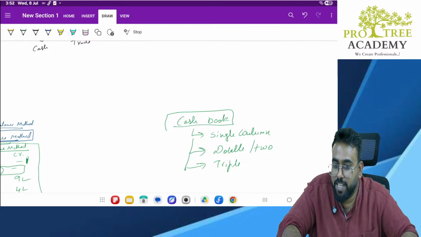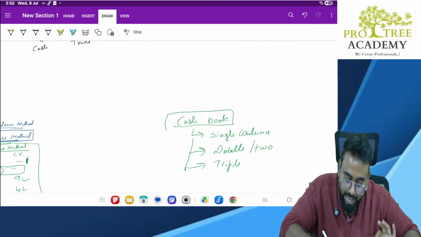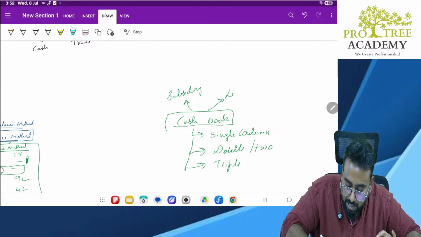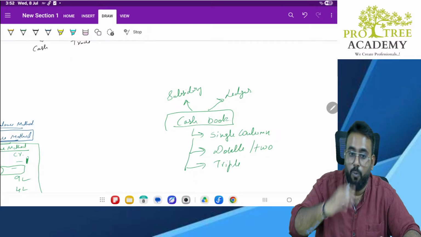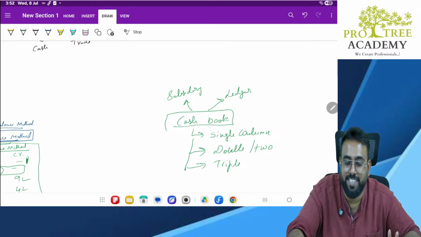Now what is a subsidiary book? I have not explained, I will explain it tomorrow. But just remember this point. Cash book can be called a subsidiary book also, and it can be called a ledger also. Why? Tomorrow. But just understand now. Remember these 2 points. Clear?